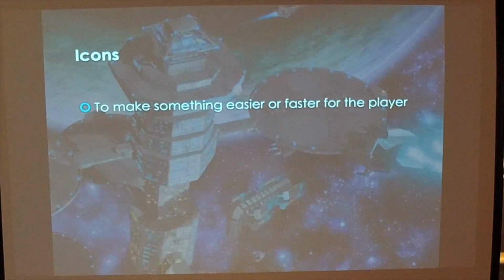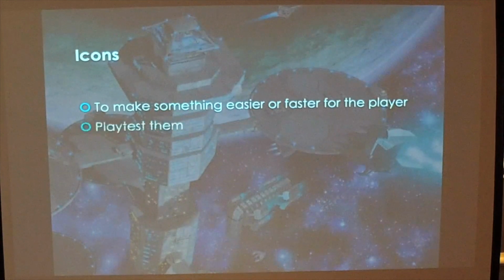Now, since this is supposed to make things easier and faster for the player, we ought to play test them, right? As people play your game, you can say, what do you think this icon means? What do you expect to happen when you use this sort of function? And if people consistently can't get it right, then maybe you just need to write the words on the card or something, right? It seems so obvious, but it is what it is.